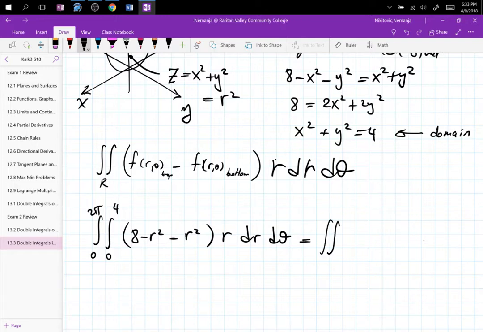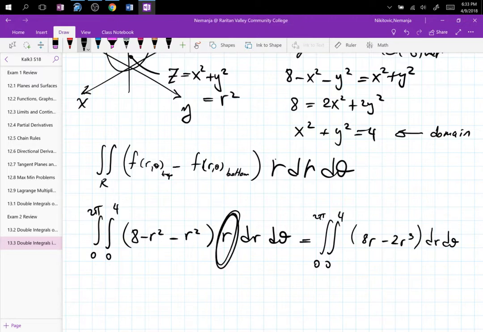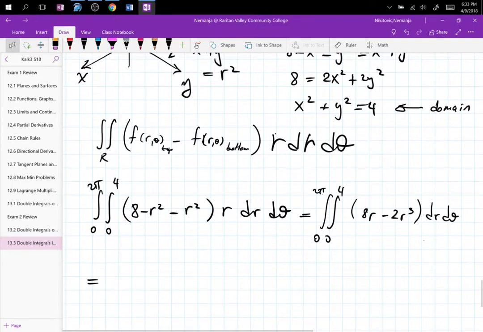So this is the double integral, 0 to 2 pi and 0 to 4, and then I have 8 minus 2r squared. No, I'm going to distribute r as well. So it's 8r minus 2r cubed, dr d theta. So what I did is I simplified everything and multiplied by r, so no more r. And now you just integrate. Now it's Calc 1, right? Hence again, no formulas in Calc 3 because as soon as you use the formula, you're already in Calc 1.